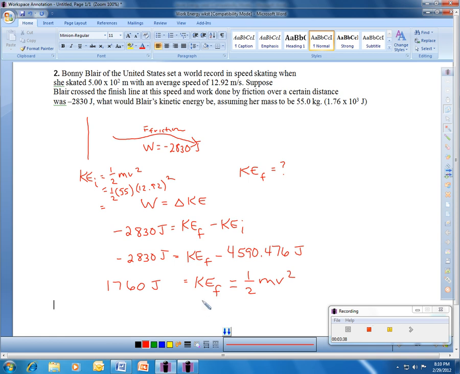I do want to tell you that there is one typo on this worksheet, and that one typo is in problem number 5. The answer should be negative 2.14 joules, not 2.16 joules. Good luck. I'll see you Friday.